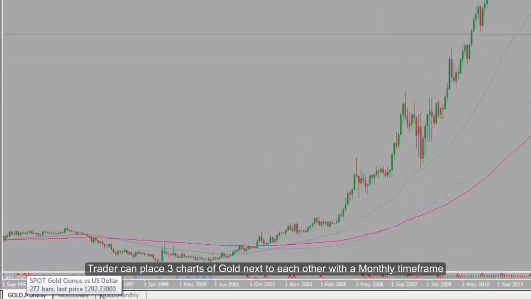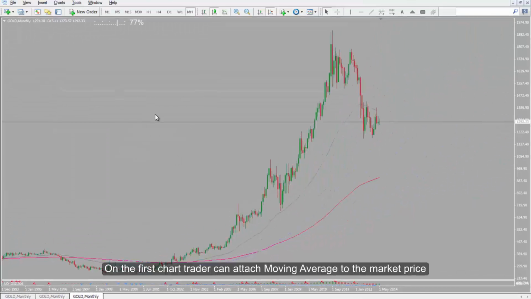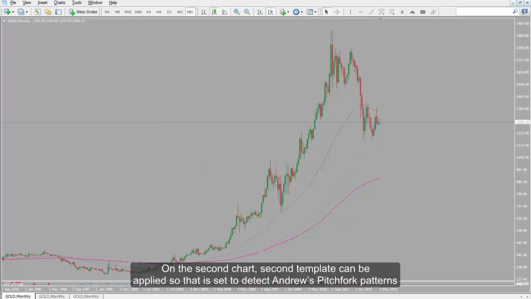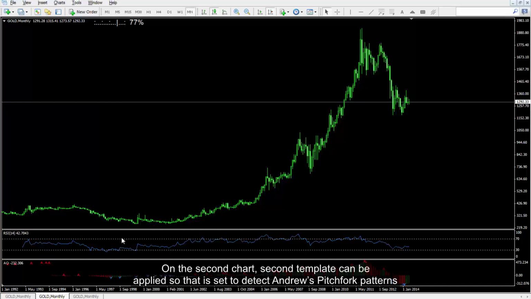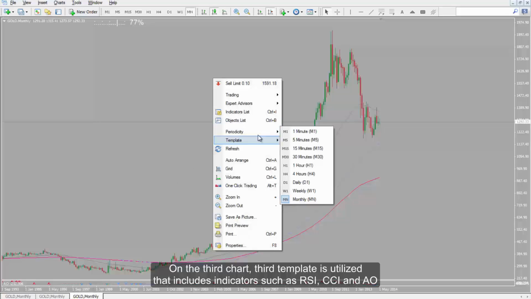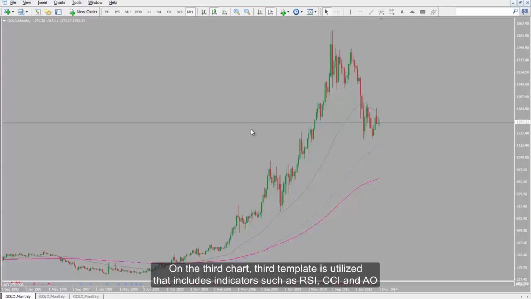A trader can place 3 charts of gold next to each other with a monthly time frame. On the first chart, a trader can attach a moving average to the market price. On the second chart, a second template can be applied so that it is set to detect Andrew's pitchfork patterns. On the third chart, a third template is utilized that includes indicators such as RSI, CCI, and AO.